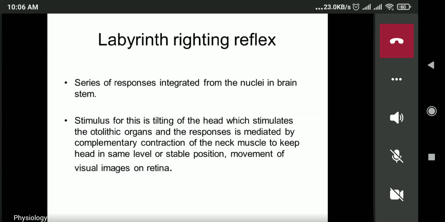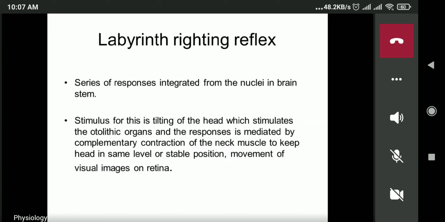So, the labyrinthine righting reflex. If our body posture is in a wrong position, then it will be righted. The wrong position will, by reflex action, become the right position. So it is a series of responses integrated from the nuclei in the brainstem.